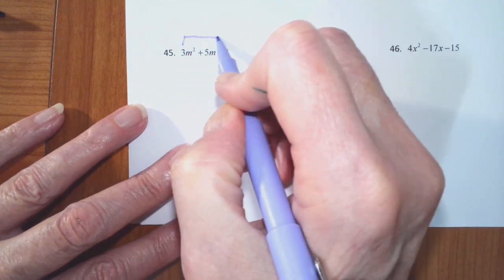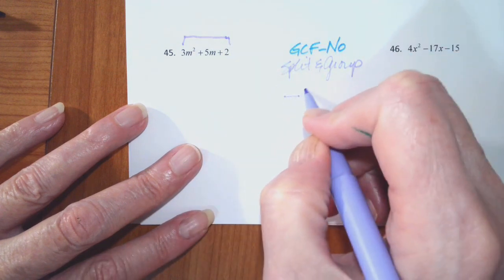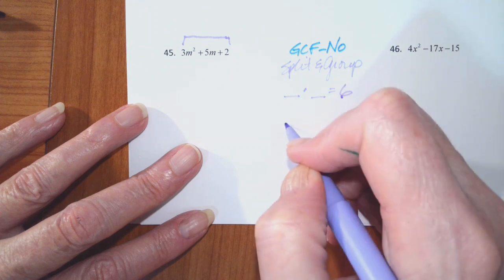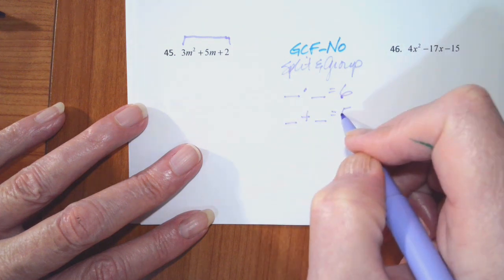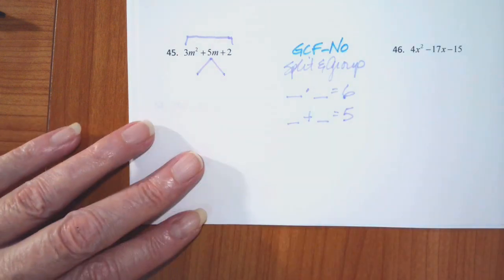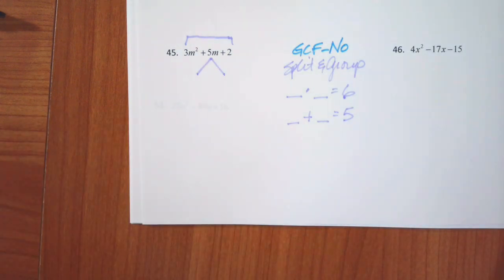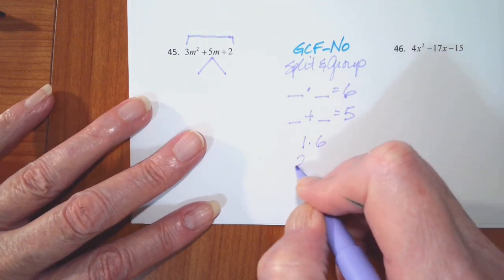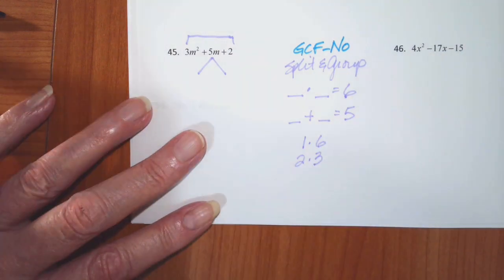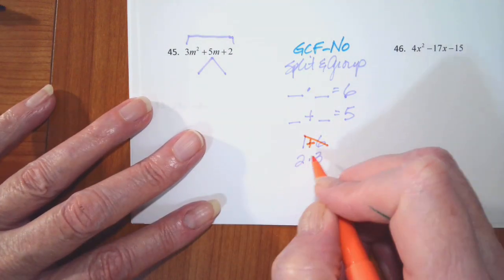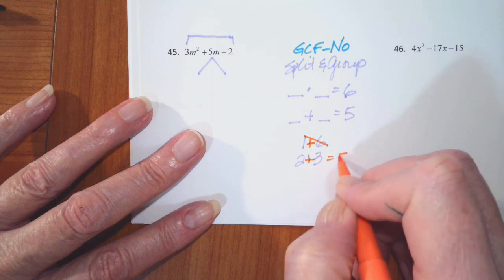So that means I'm going to multiply these. I'm looking now for two numbers whose product is 3 times 2, which is 6, and who add to equal 5, because I'm going to use those numbers to split this term. Well, the factor pairs of 6 are 1 and 6 and 2 and 3. When I change this to addition, 1 plus 6 is 7, so that doesn't work. 2 plus 3 is 5.